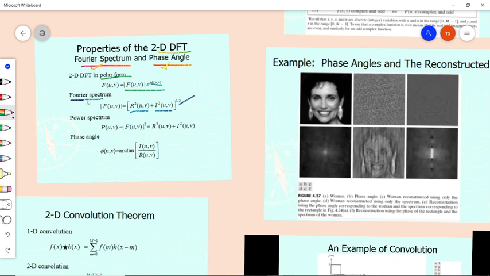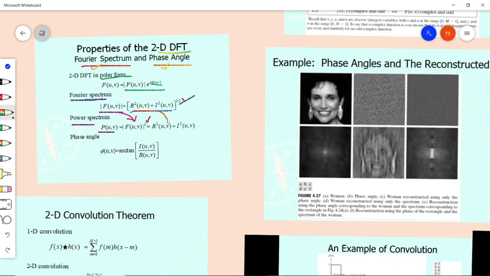Then the power spectrum is represented with P of u v. The Fourier spectrum is represented with F of u v. Remember to give the absolute value lines, representing the absolute (mod) values. The power spectrum is defined as the square of this. Just the Fourier spectrum squared is the power spectrum. So this is squared and the 1 by 2 gets cancelled, and simply this remains.